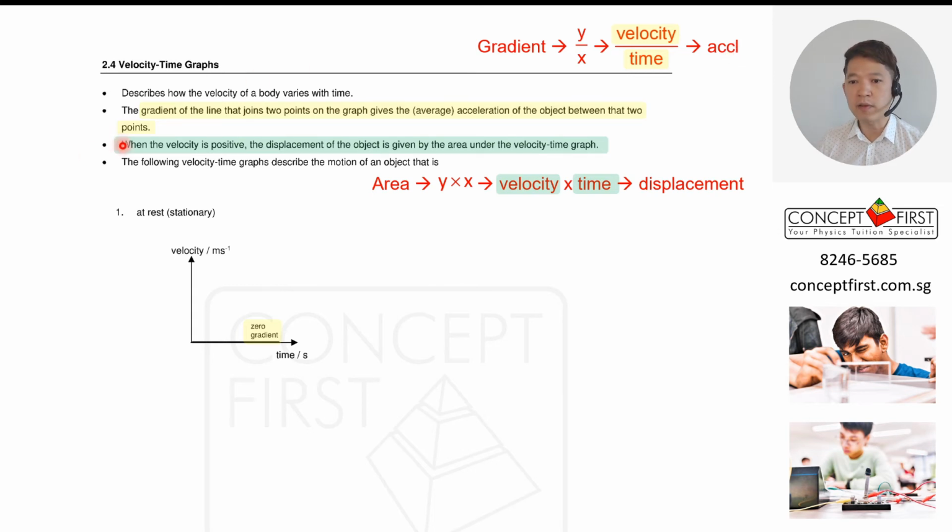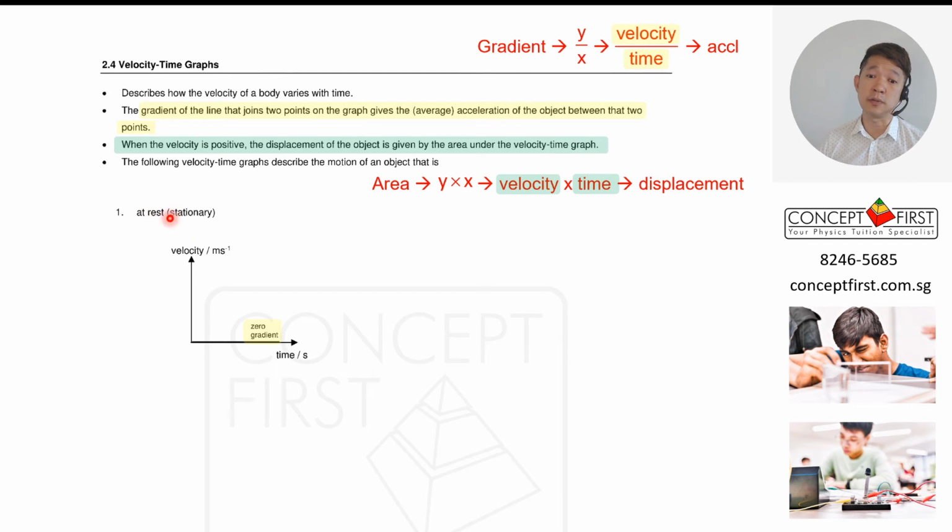For velocity time graph, there's one more thing, that is the area. Right here, if you read, when the velocity is positive, later we will look at negative. So for now, when the velocity is positive, the displacement is given by the area under the graph. Remember earlier, we said area is y times x. So if you get an area of a velocity time graph, you are taking velocity multiplied by time, which is the displacement.